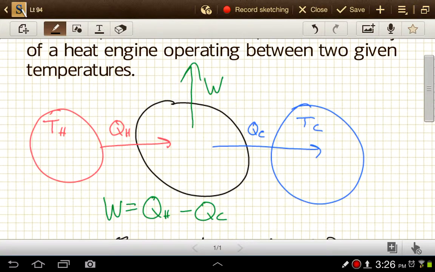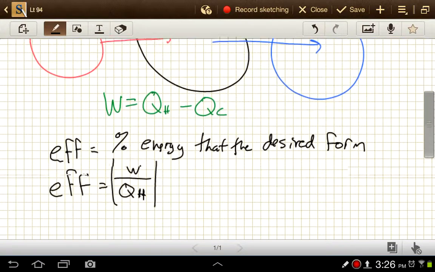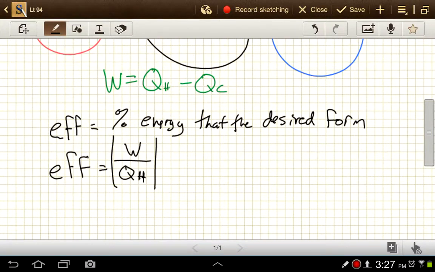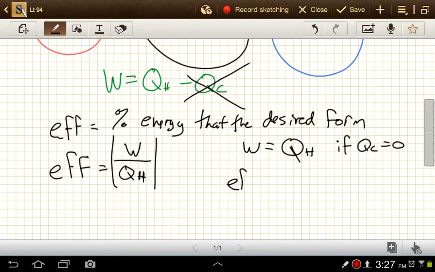Now, as we decrease this value of QC, our efficiency would increase. And so ultimately what we would love to have, which we'll never have, which we can't have, is we would like QC to go to 0. So then work is exactly equal to the energy we put into it if QC is 0. So then efficiency would be equal to QH over QH, which is 100% efficient. Hey, that'd be awesome, 100% efficient vehicles.